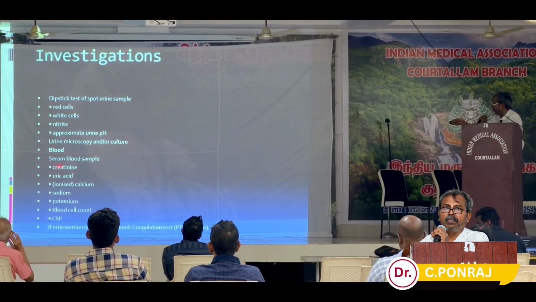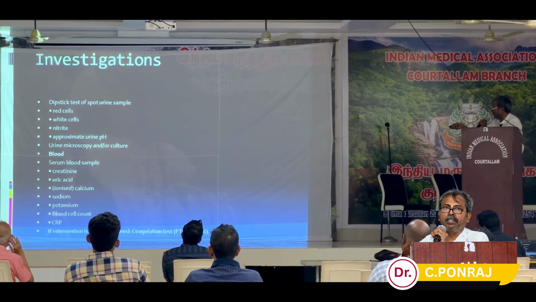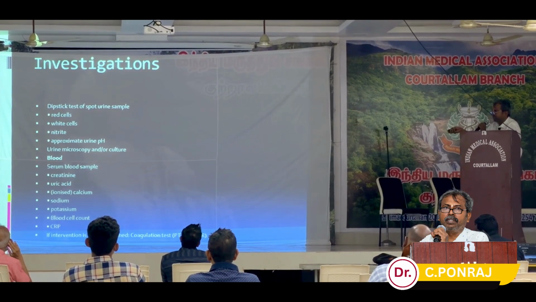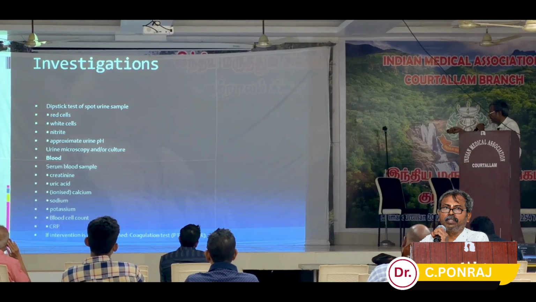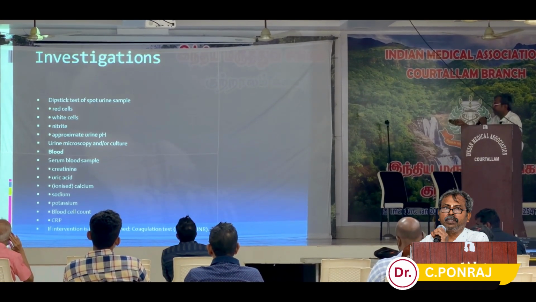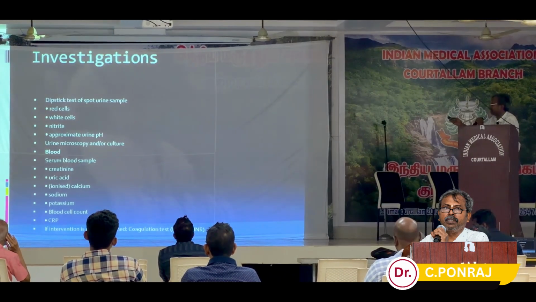In the blood, we look for urea, creatinine, uric acid, calcium, phosphate, and we look at the total count to see whether there is any associated infection or not. If an intervention is planned, we look for signs of any bleeding diathesis.